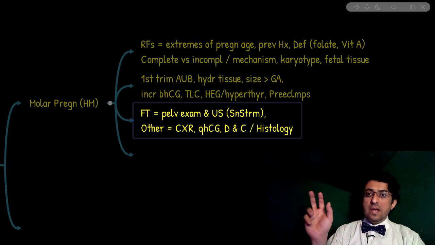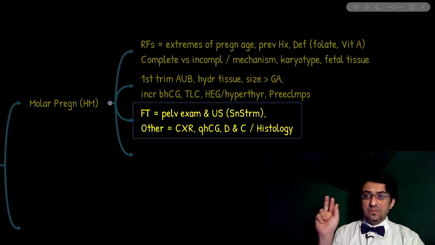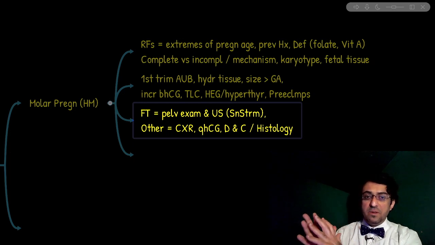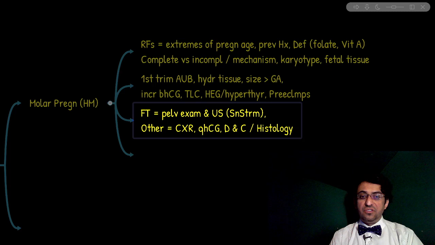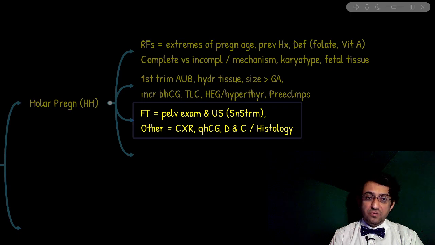You may hear either the two typical terminologies, that is snowstorm appearance or Swiss cheese appearance, or you may hear the technical description of the finding, and that is said to be a heterogeneous mass with anechoic cystic spaces, with the mass itself consisting of cystic hydropic villi. Now, what's the status of fetal pole or membranes or fluid? There is no fetal pole and there is no amniotic fluid present in the ultrasound.